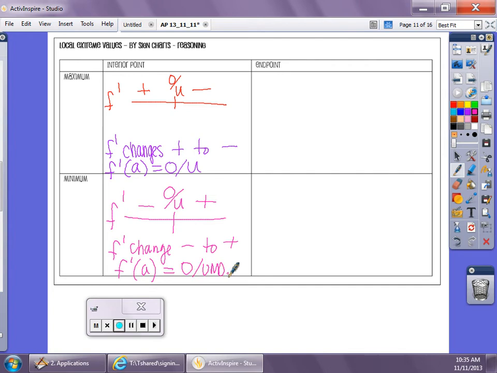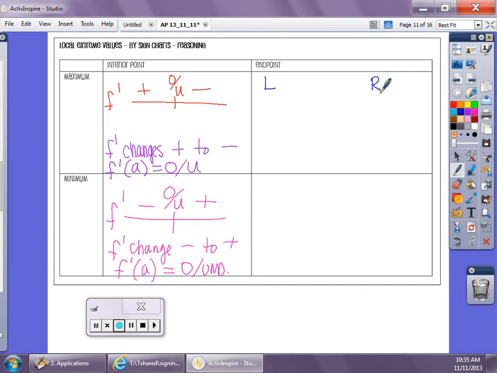Endpoints are a little bit trickier. So let's do a maximum. We've got to do endpoint for the left and for the right. Left is easier. Start left. Put your finger in the air. Make it a maximum. Where do you have to go from there? You have to go down. There's no doubt about it. You have to go down.